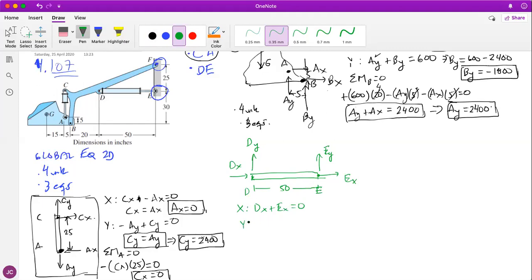And then what? Let's just go with y. I can have something from here, but I'm gonna put that later. Y. So dy going up plus ey going up. Same thing, this equals 0. And what else? Well, moment. Let's just put moment regarding d. ex won't produce moment. Ey will produce moment. So ey times 50.